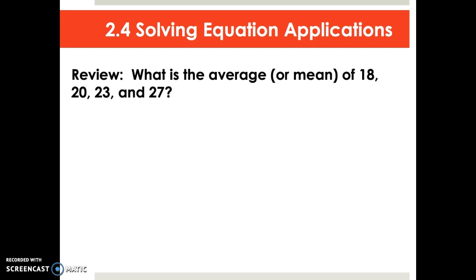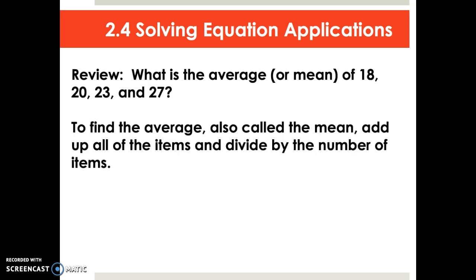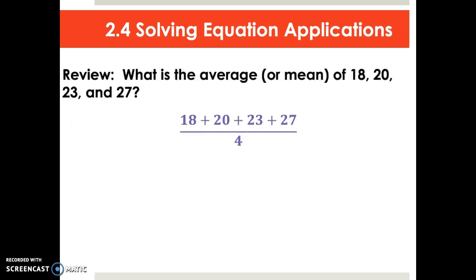So let's take a look at the numbers 18, 20, 23, and 27, and go ahead and pause the video and see if you can find the average of those 4 numbers. Now, to find the average, also called the mean, we add up all these items and we divide by the number of items we have.